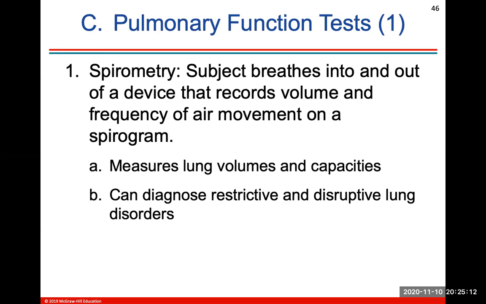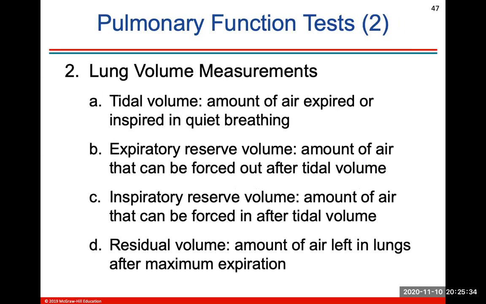Spirometry is when the subject breathes into and out of a device that records the volume and frequency of air movement on a spirogram. You had a lab on this, and we'll briefly talk about it because we did cover it in lab a little bit already. This will measure the lung volume and capacity, and it's really important for diagnosing restrictive and obstructive lung disorders. Here are lung volume measurements. I want you to know what tidal volume means, what expiratory reserve volume means, what inspiratory reserve volume means, and what residual volume means.